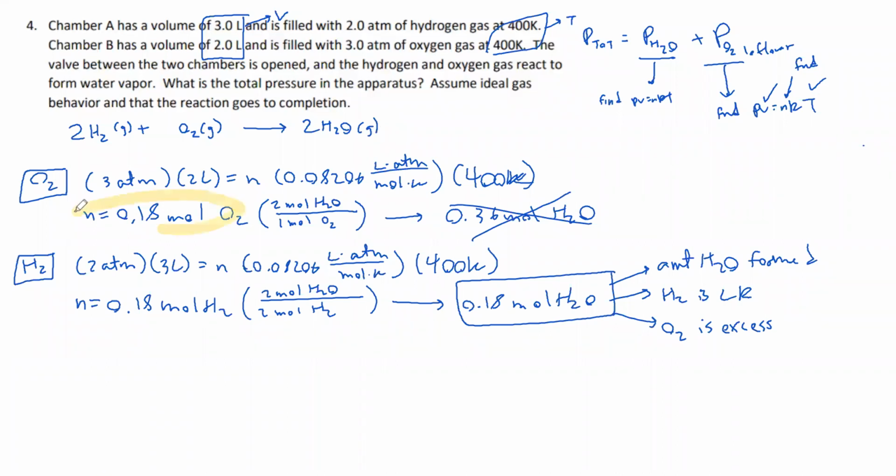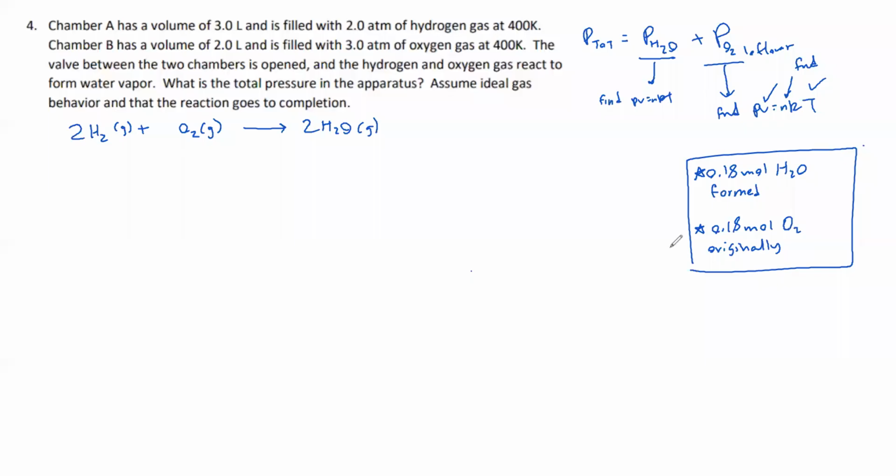Definitely going to use the amount of oxygen that we started with, and definitely the amount of water that was formed. Okay, welcome back to this nice clean board with the amount of water that we formed and the amount of oxygen that was there. We already calculated that. So we want to find the moles of oxygen that's left over, because from there we can use PV equals nRT to find the pressure of oxygen left over.